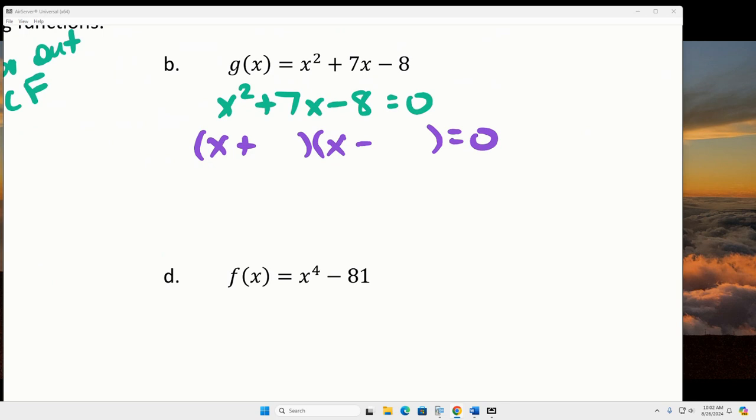All right, and then what we put here and here needs to multiply to give you 8. And then because there is no number in front of the x squared, they're going to multiply to get 8 and add or subtract to get 7. It needs to multiply to get 8. It's okay. So it's going to be 8, and then if I do a positive 8 and a negative 1, they subtract to give you 7, or technically add to give you 7.